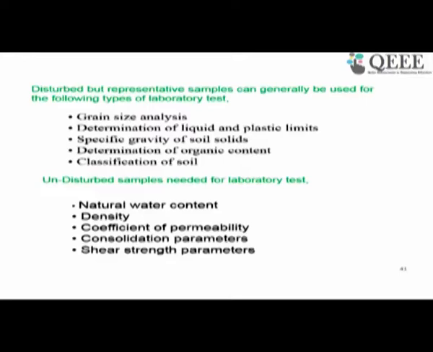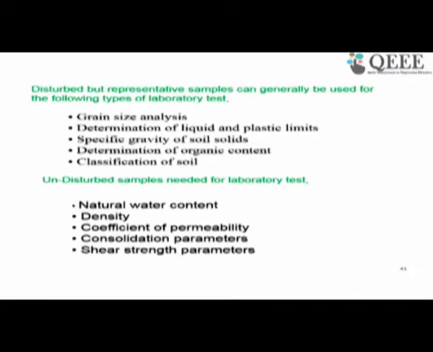Now, as I mentioned, there are some particular lab tests where you need specifically undisturbed samples. But for some tests a representative sample can be used, for example grain size analysis, determination of liquid and plastic limits, specific gravity of soils, determination of organic content, and classification. In all these cases we can use a representative sample. You need not have an undisturbed sample. If you have one, obviously you can use it, but even with a representative sample you can go ahead with these tests.